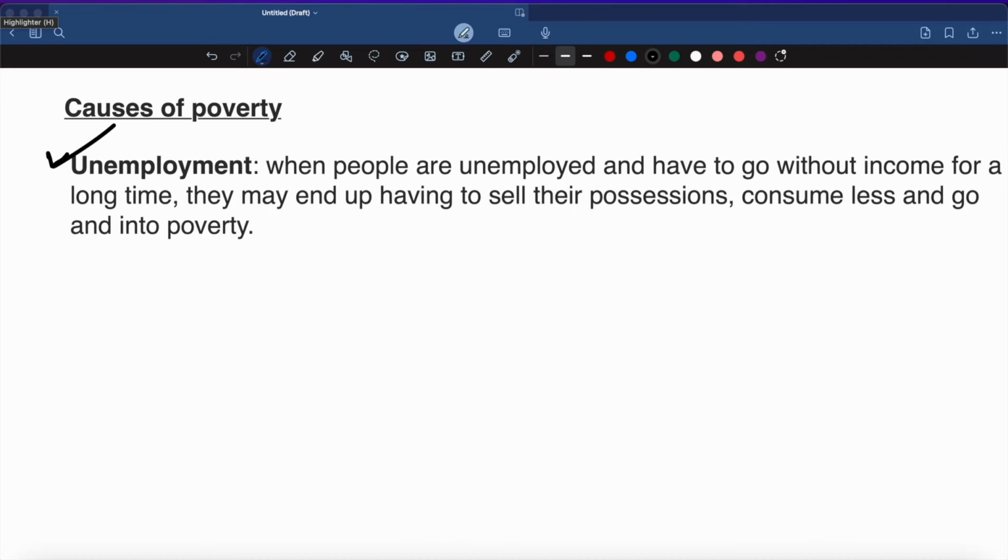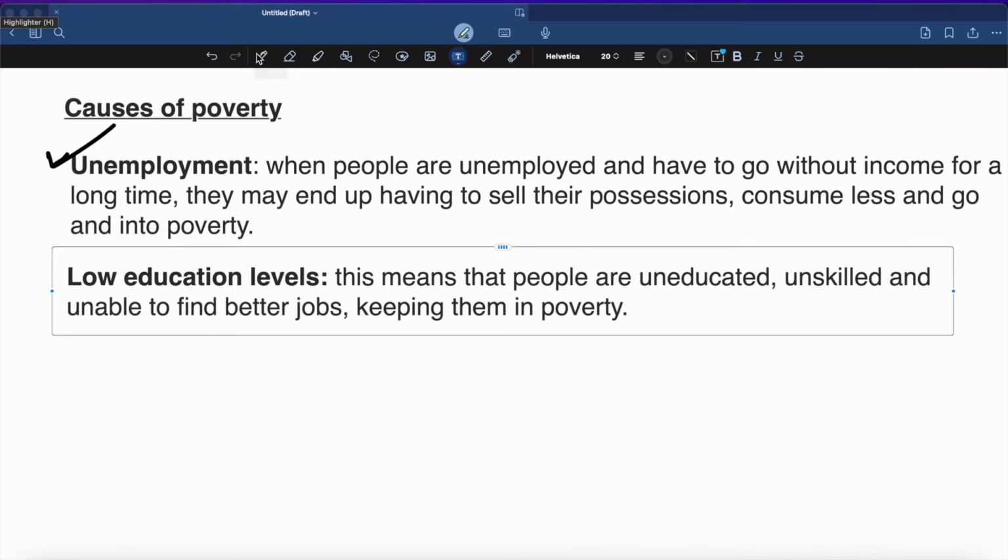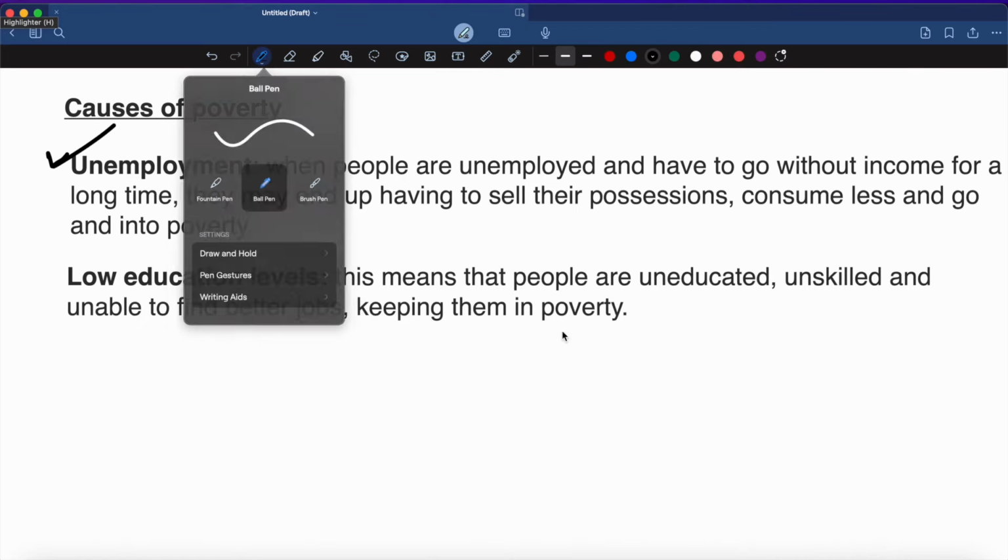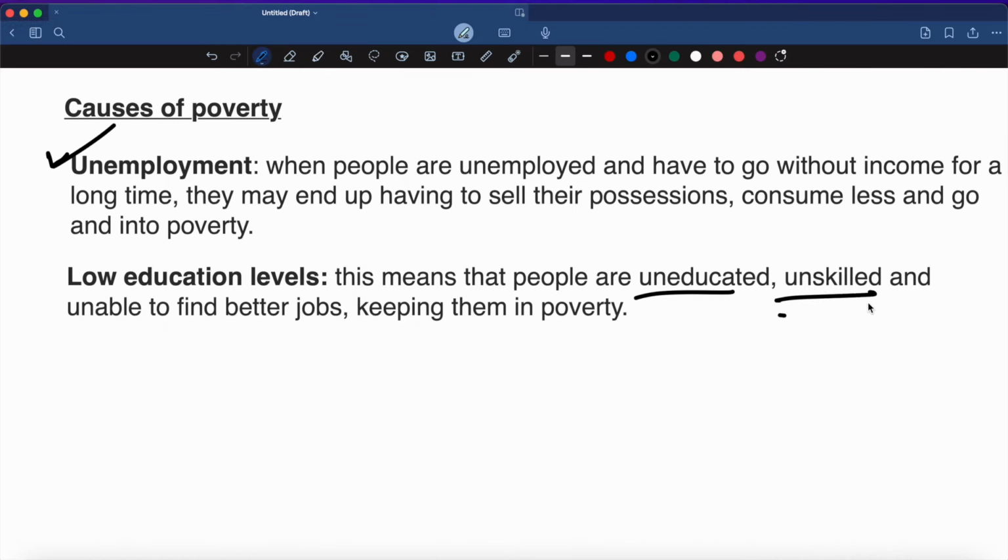Let's look at the next one. Low education levels. When I have a low education level, I don't have the required skills to get employed, because I'm uneducated and unskilled. Then that means it's harder to find jobs. Harder to find jobs means I have no income. No income means I cannot afford the basic necessities. Tick.